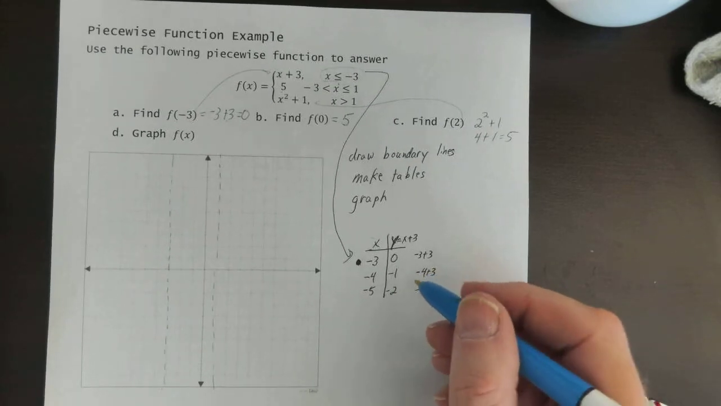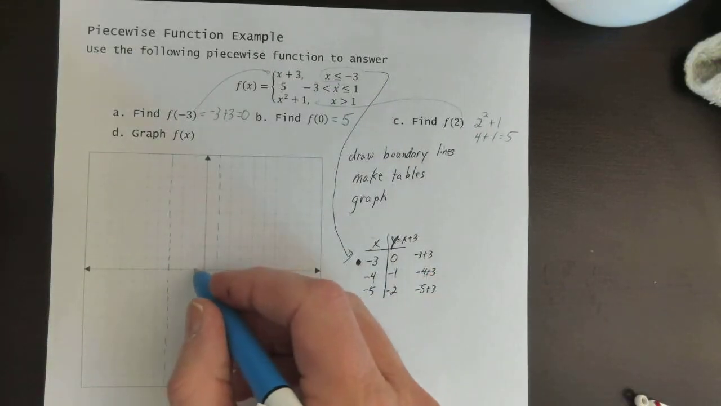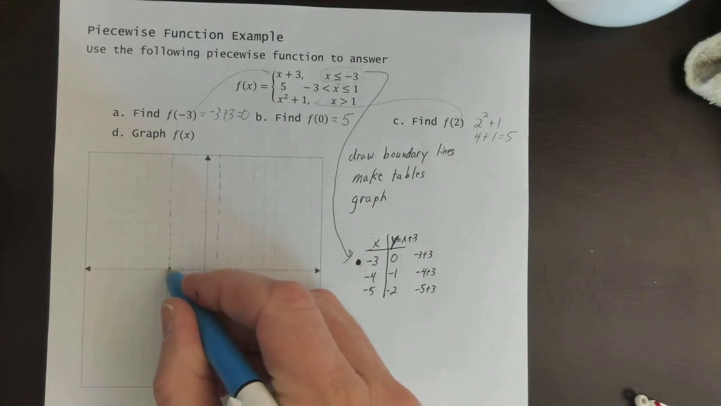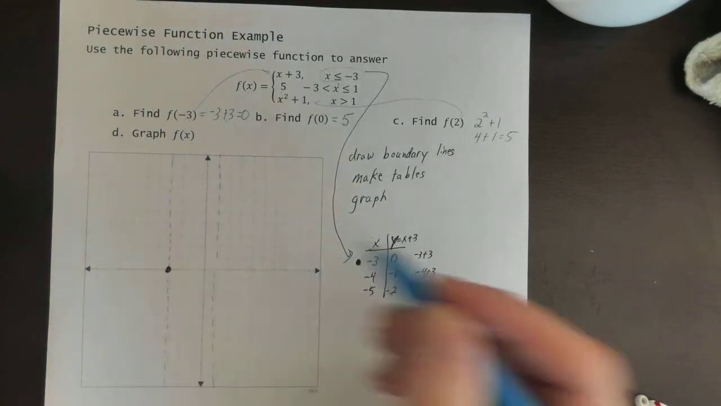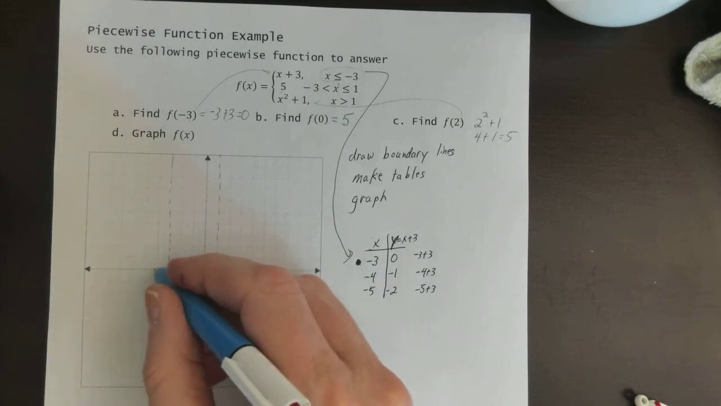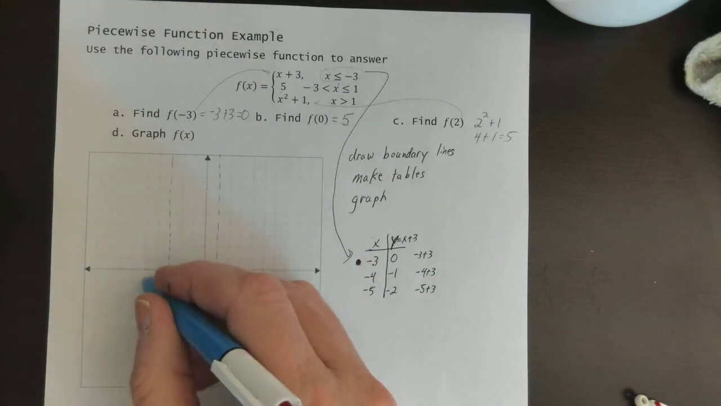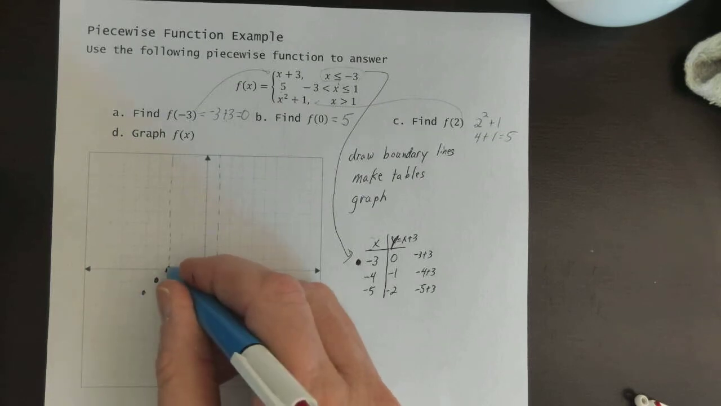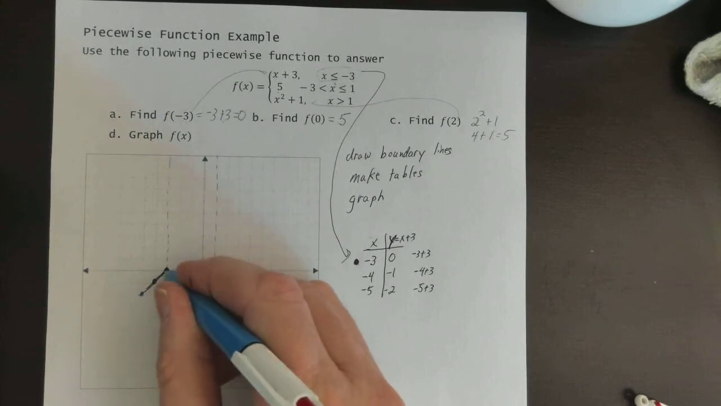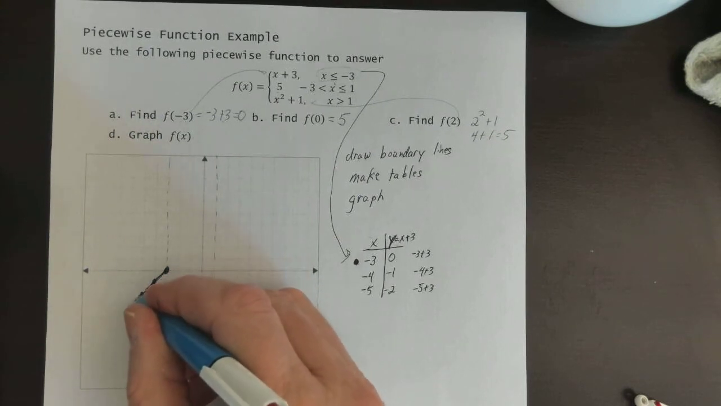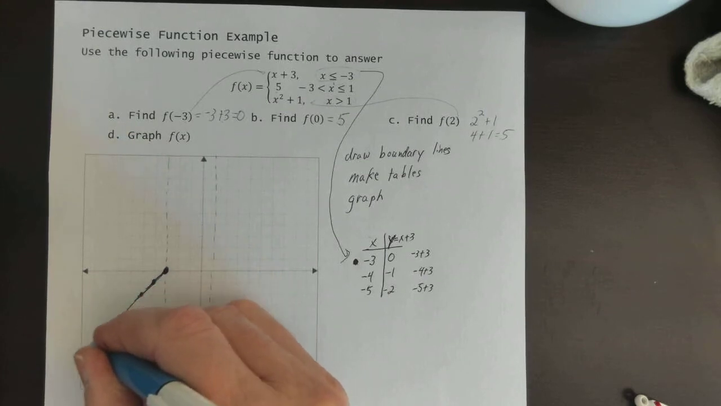So I'm going to plot -3, 0 right here, -4, -1 here, and -5, -2 goes here. So my line, with the solid circle right here, is going like so.